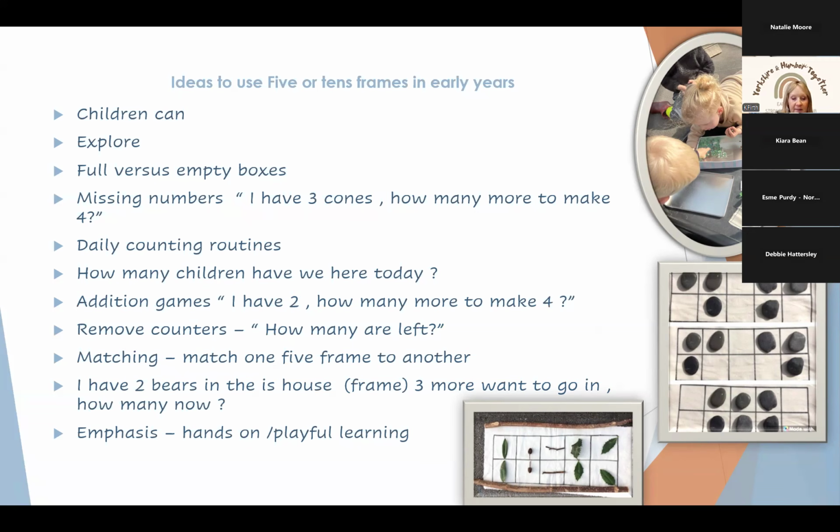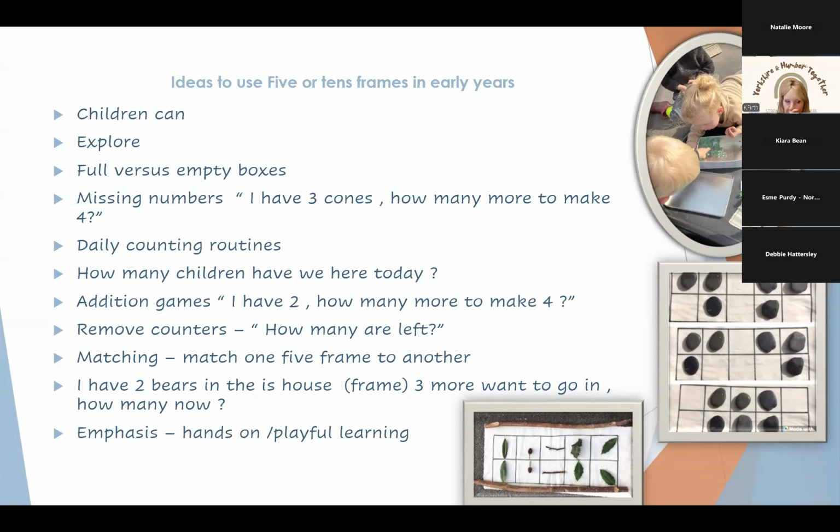I have two bears in this house, a frame, three more want to go in. How many now? The emphasis is hands-on, playful learning. Again, the leaves, the patterns, stones. I think these were the fabric five frames that we made. So they don't have to be expensive. You can tape them on, you can draw them on with chalk, draw them on paper.